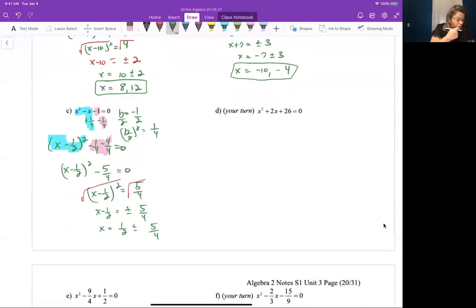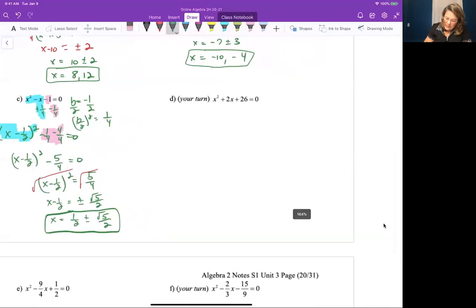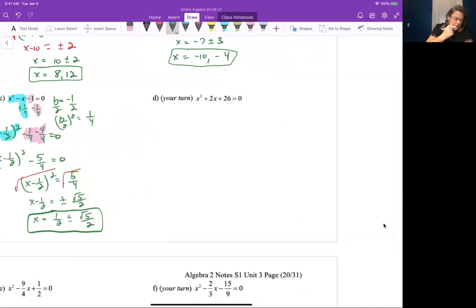We do want to, oh, I actually made a mistake, I see. Can't just drop that, that would be the square root of 5 over 2. Square root of 5 over 2, okay? And we'll leave it in that form for this time. Okay, let's try another one. You try it yourself.